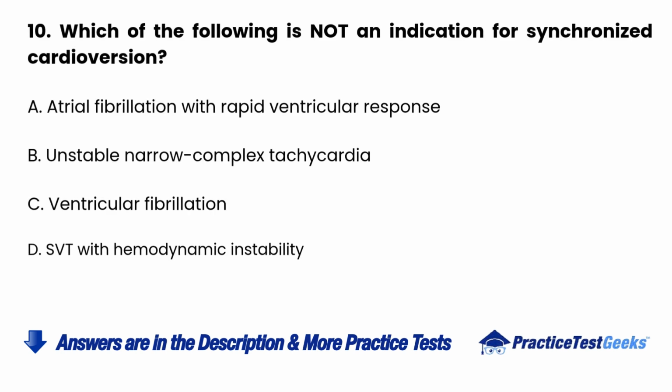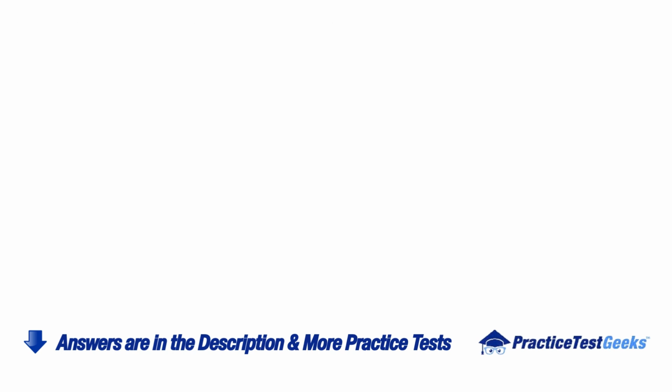10. Which of the following is not an indication for synchronized cardioversion? A. Atrial fibrillation with rapid ventricular response. B. Unstable narrow complex tachycardia. C. Ventricular fibrillation. D. Supraventricular tachycardia with hemodynamic instability.